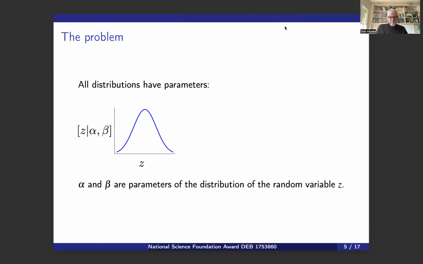Okay, here's the problem. All statistical distributions have parameters: negative binomial, Poisson, multinomial, binomial, gamma, log normal, Weibull, normal. All of these distributions have parameters. So in this case, we're looking at a probability density function for the random variable z. And what we have is the probability density of z conditional on 2 parameters. And those parameters, for the most part, control the shape and the dispersion of that PDF.